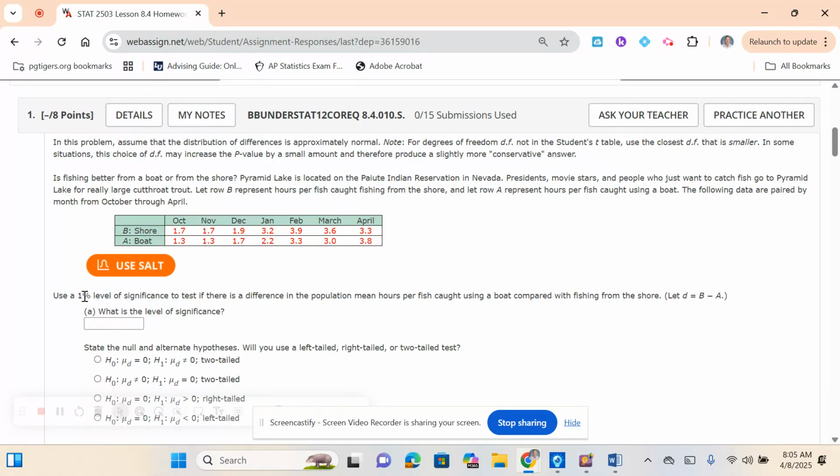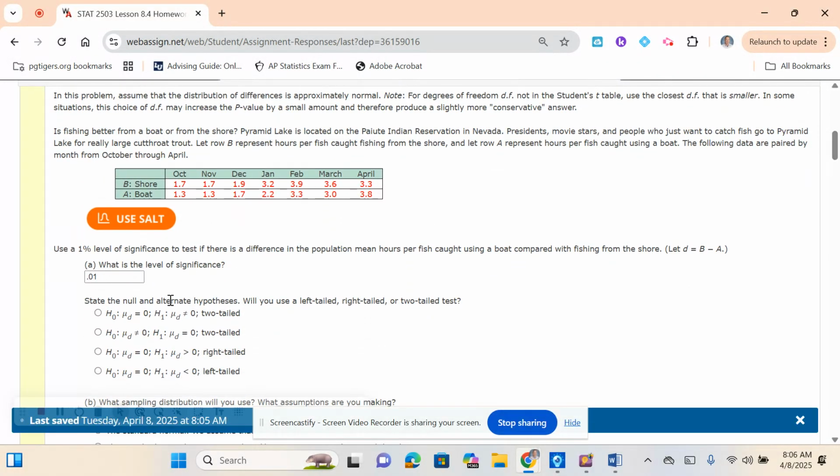What's the level of significance? So 1%, so 0.01. Now, there's pairing involved. So if there's pairing involved in the groups, we're going to use mu d. That means mean difference. And so we're trying to test the mean difference between the boat versus the shore. So we assume the mean difference is equal to 0.